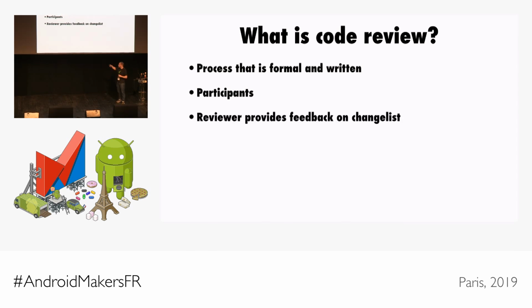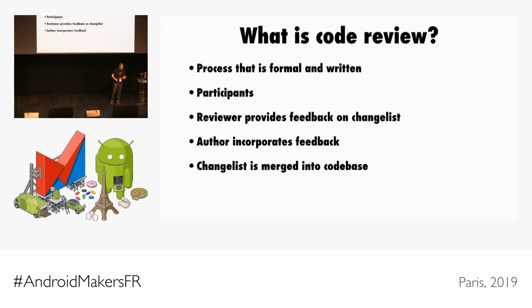And that is the next part, or I guess the start of the cycle, so to speak. The reviewer provides feedback on it, and then the author incorporates that feedback. And we have a little bit of a loop here, kind of going back and forth, until the reviewer gives the thumbs up, or the acknowledgement that the code can be merged into the code base. And that's kind of what code review is at a very, very high level. Let's say 10,000 meter high.